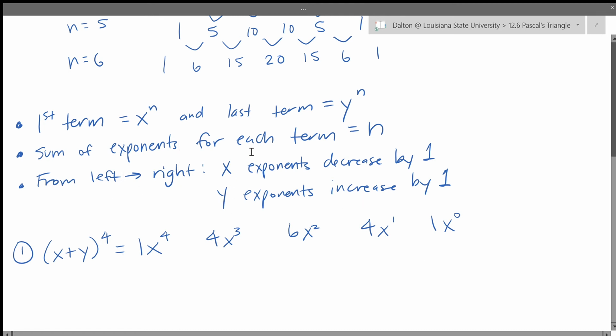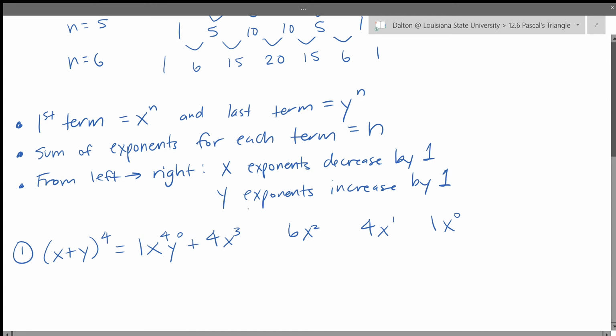Okay, the opposite is true for the y's. The y exponents increase by 1. Okay, and I'm also going to go ahead and do the second note, which is that the sum of the exponents for each term must be n. So if my x in the first term has an exponent of 4, then my y term here must have an exponent of 0, because 4 plus 0 still has to be 4.